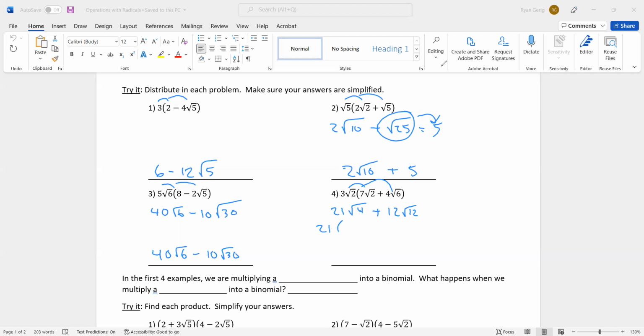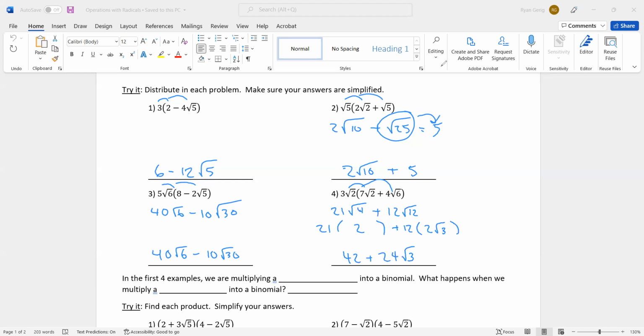this is now a problem very similar to what we did in lesson 4 with adding and subtracting. Square root of 4 is 2, no radical. Square root of 12 is 2 radical 3. Well, these are going to be unlike radicals, so they're not going to combine. 21 times 2, though, is 42. And then 12 times 2 is 24 with a radical 3. And that's my final answer on that one.